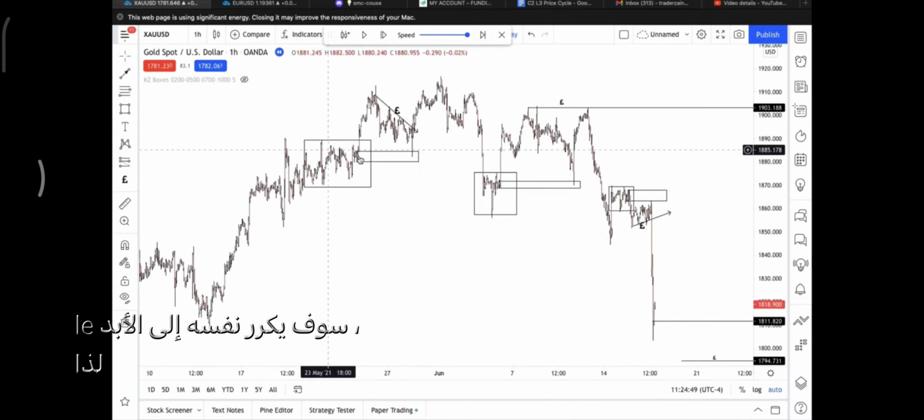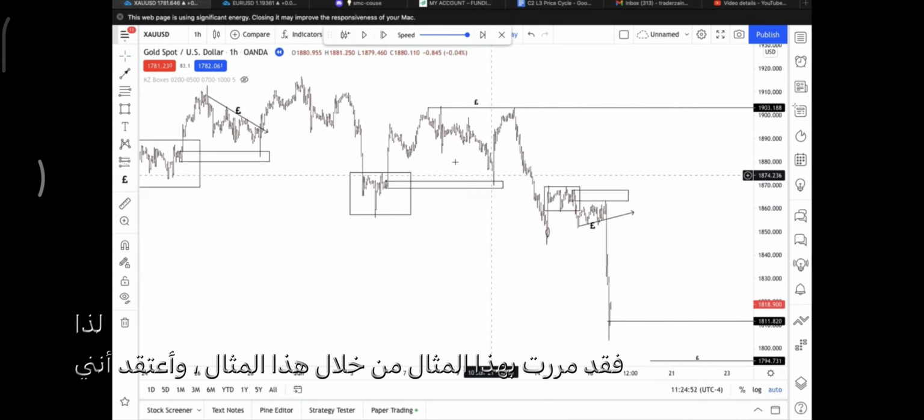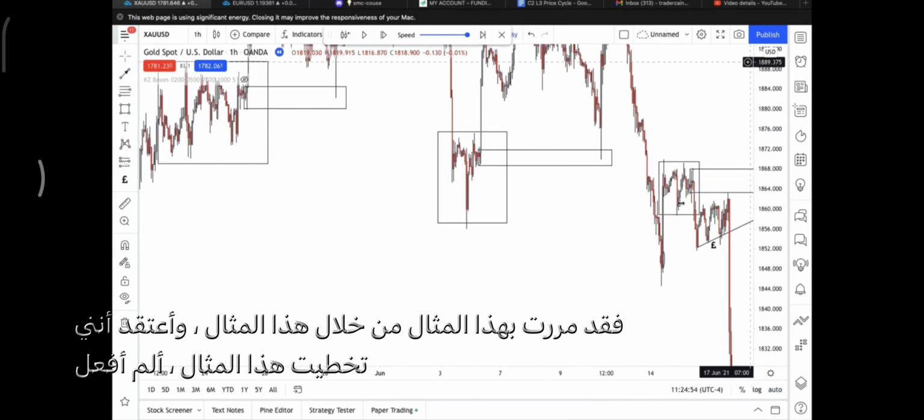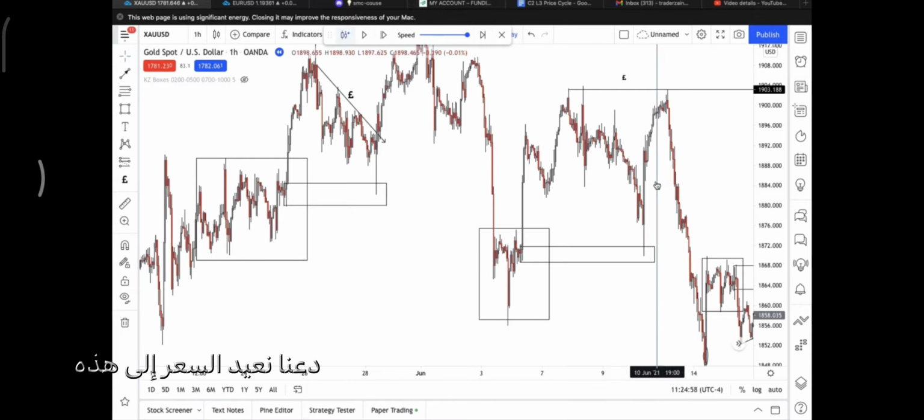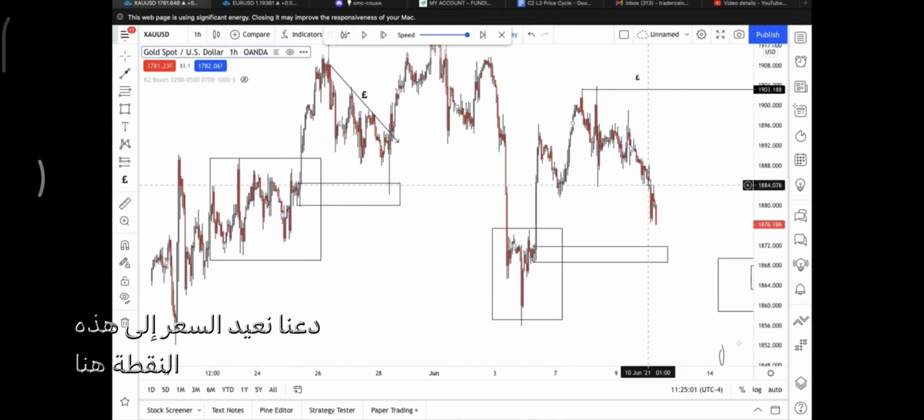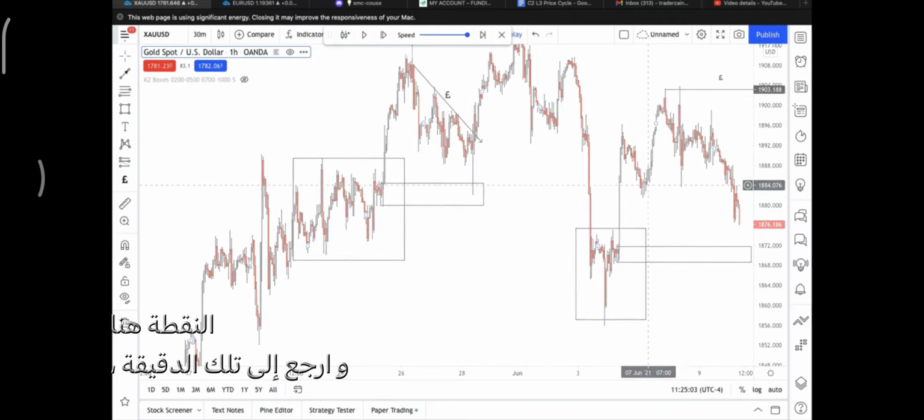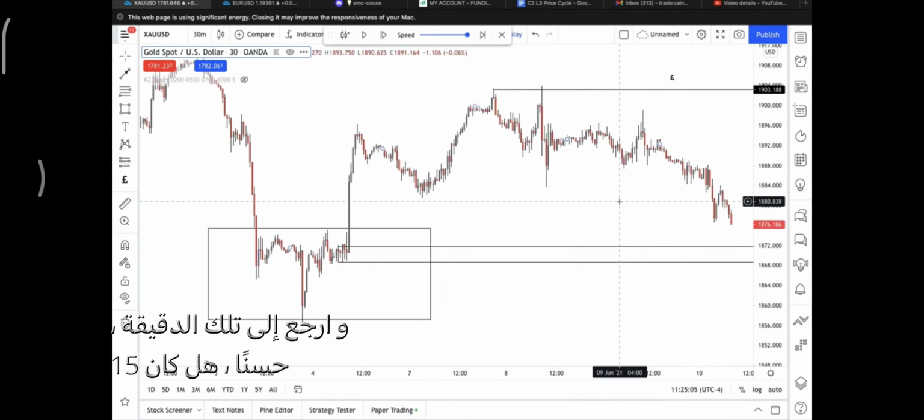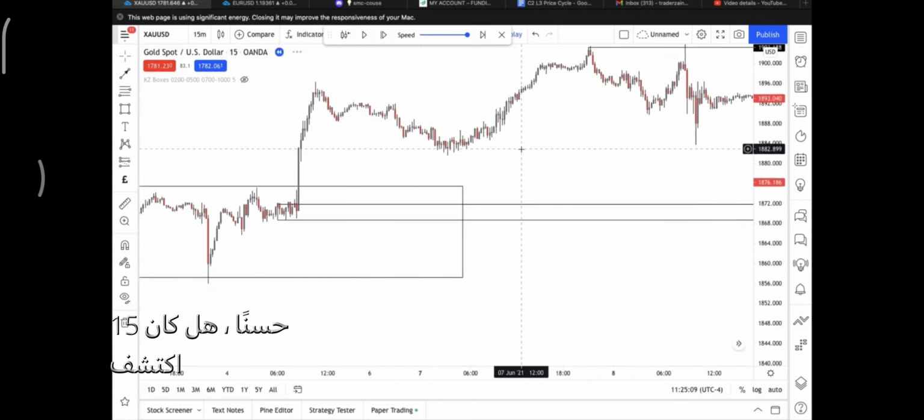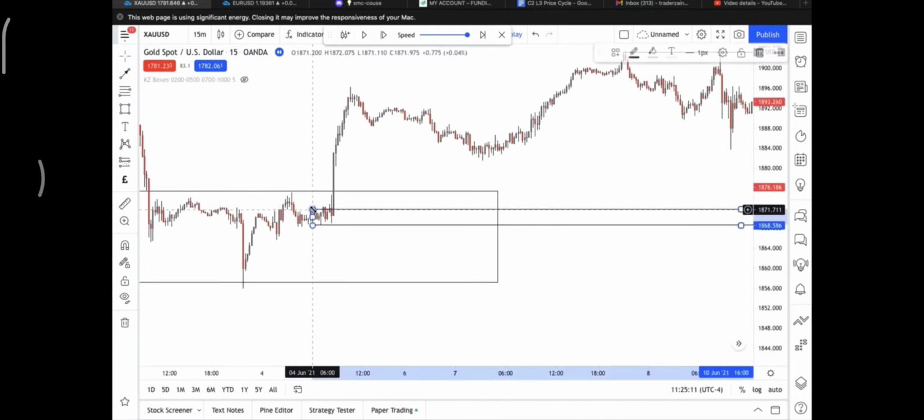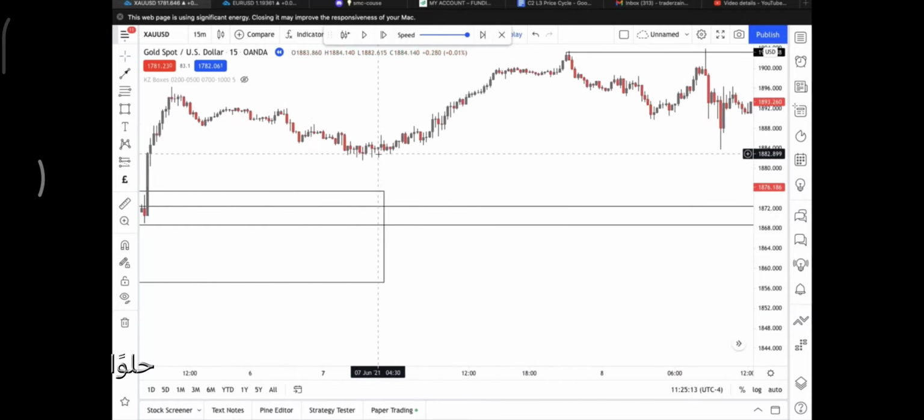So I've been through this example, I've been through this example. I think I skipped this example, didn't I? Yeah, I did. I will go through that now. Let's replay price back to this point over here. And go back to that 30-minute. Alright, sweet. Was it a 15? Find out. Sweet.